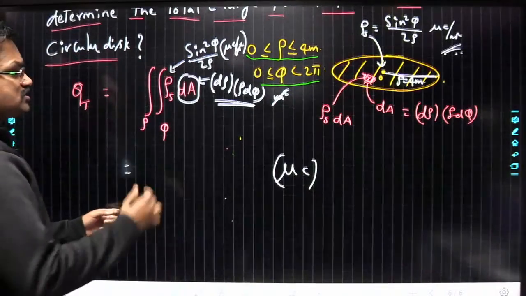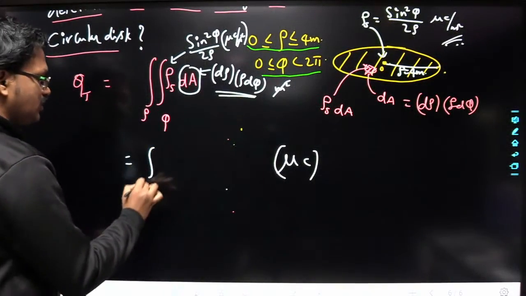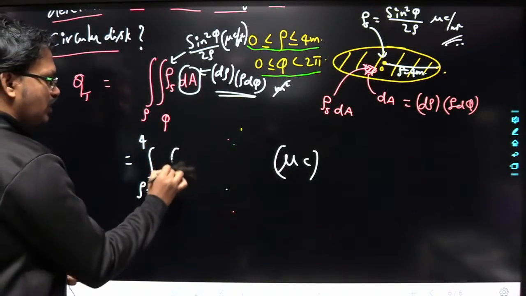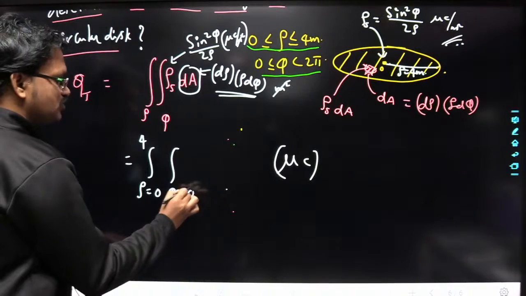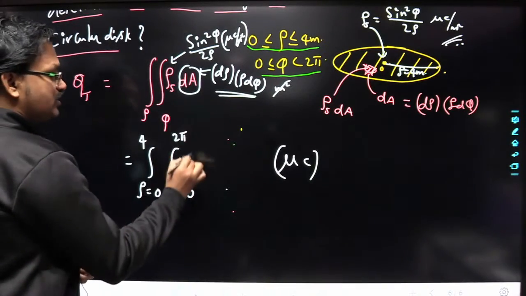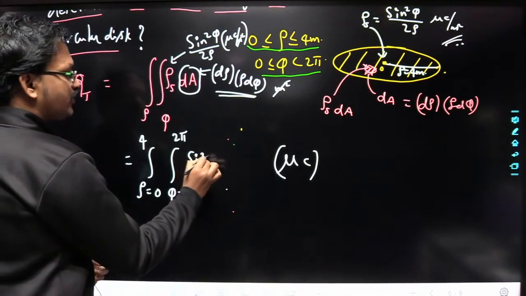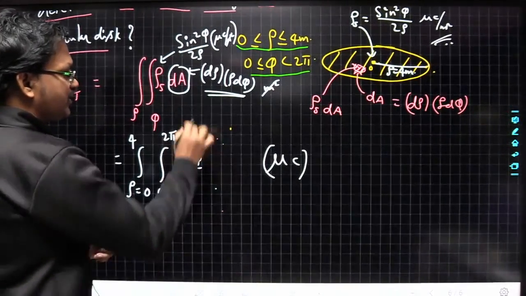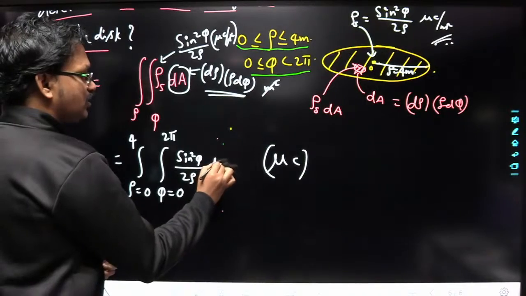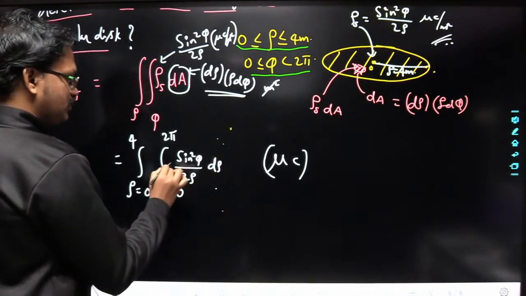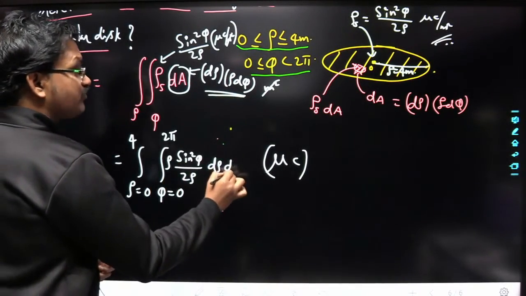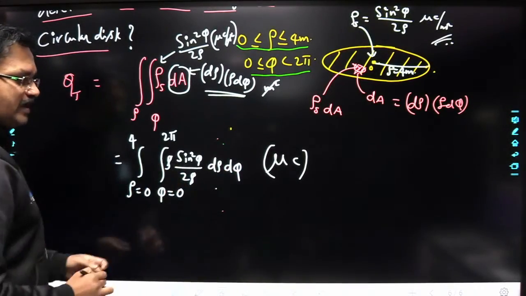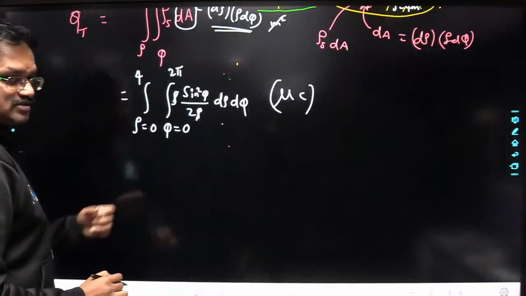So now do this integration here. What you are going to get? Tell me. So rho is varying from where to where? Rho is varying from 0 to 4, and phi is varying from 0 to 2 pi, and rho s is nothing but sine square phi divided by 2 rho, and this differential area is nothing but d rho into rho d phi. So I am writing rho here and d phi here. Understood? Now here this rho will get cancelled.